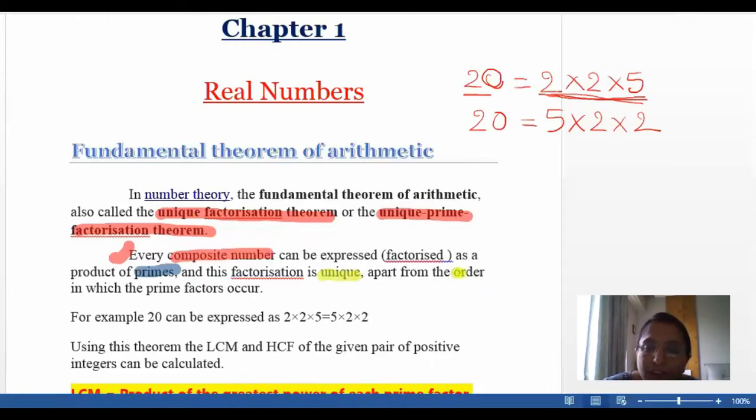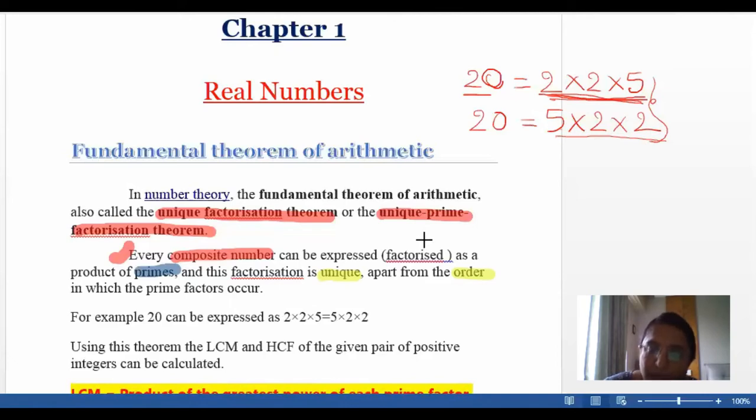It is unique apart from the order in which the prime factors occur. What is order? Here I have written 2 into 2 into 5, and here 5 into 2 into 2. But the numbers are the same in both. The only difference is the order of the numbers. Here 5 is the last factor and here I have taken it first. But the numbers in both factorizations are the same.